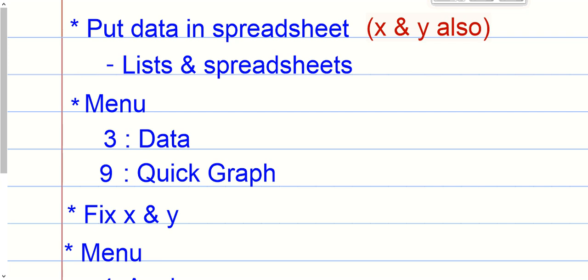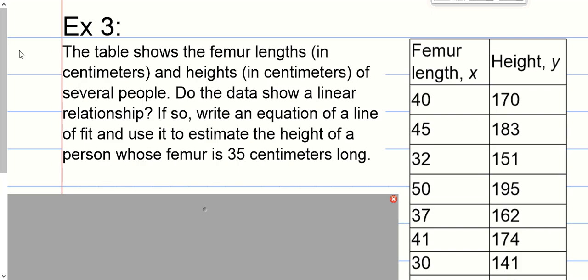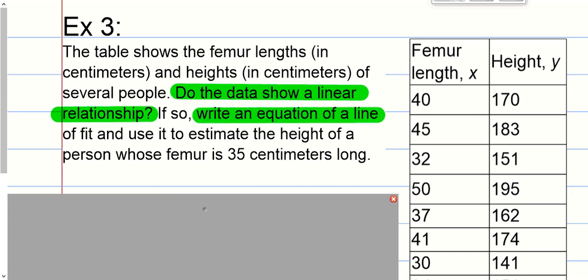All right, so let's move on to the last example here. Yes, it's a word problem just like the others, but this is the last one. The table shows the femur lengths in centimeters and heights in centimeters of several people. Do the data show a linear relationship? All right, I spot a question there, so I'm going to go ahead and highlight. If so, write an equation of the line of fit and use it to estimate the height of a person whose femur is 35 centimeters long.